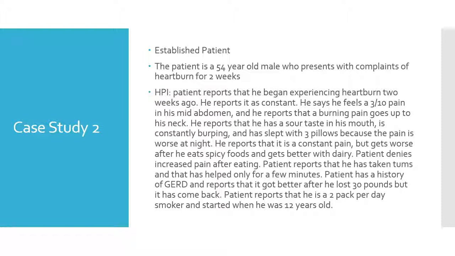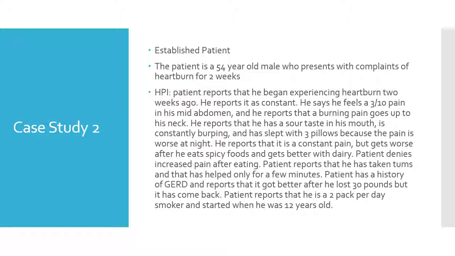So you have a 54-year-old male who presents with complaints of heartburn for 2 weeks. He began experiencing the heartburn 2 weeks ago and it is constant, 3 out of 10 pain in his mid-abdomen. The burning goes up to his neck. He reports a sour taste in his mouth, is burping, and sleeps on 3 pillows. He says he's in constant pain but it gets worse after he eats spicy food, gets better with dairy, denies increased pain after eating. He reports that he takes Tums and it only helps for a few minutes.